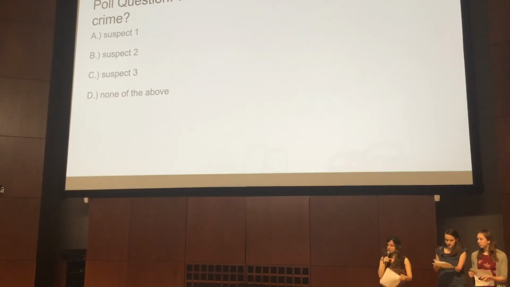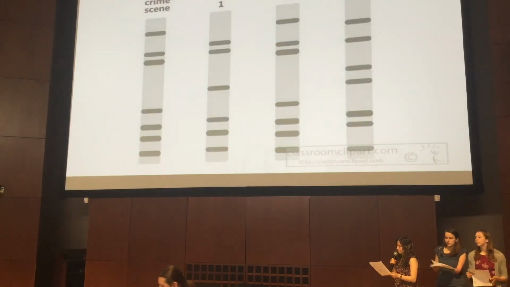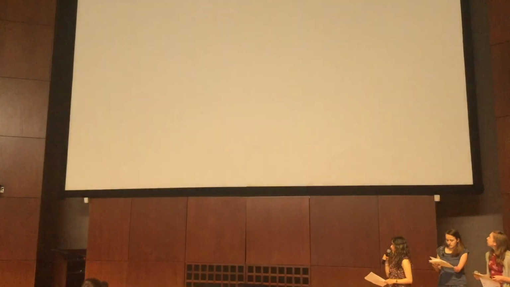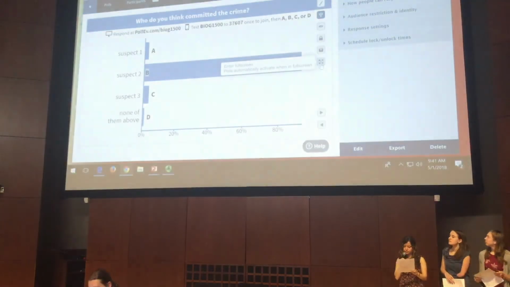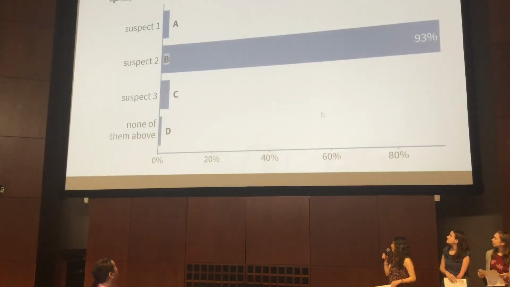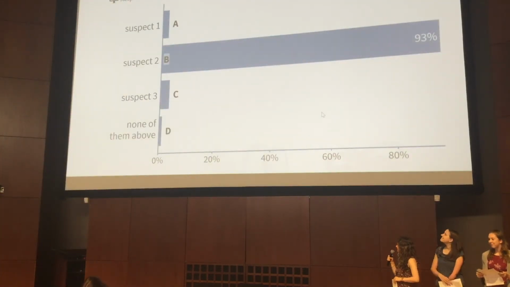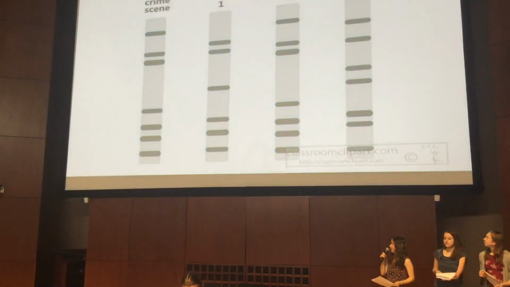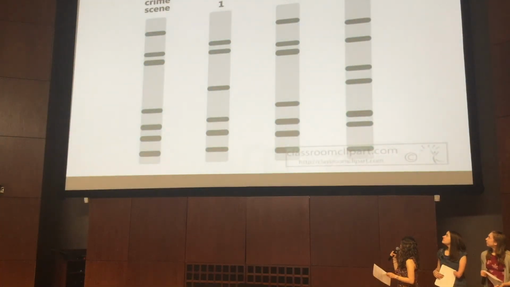Okay, so the correct answer is suspect 2, because the pattern of the DNA strands on the gel are the same as the crime scene DNA. So as we've learned, each person has a unique short tandem repeat number. And so the shorter bands with the fewer short tandem repeats will travel the farthest, and that leads to the differing patterns shown here.